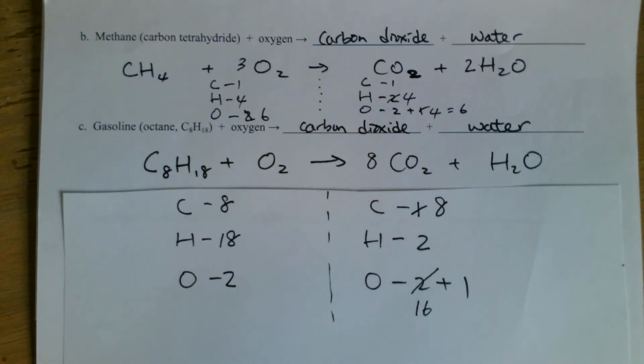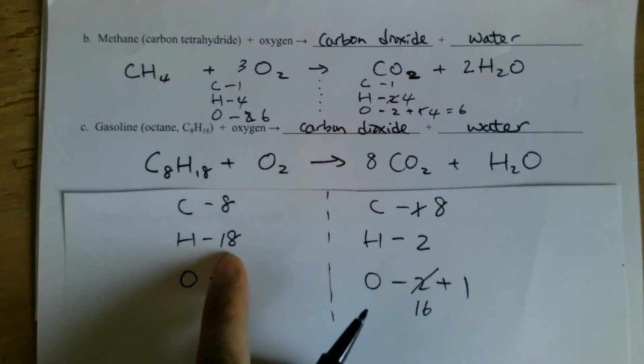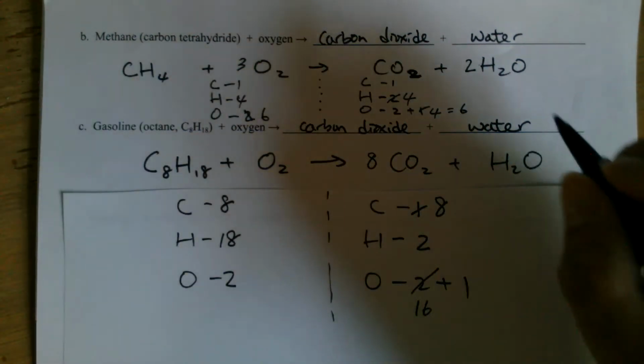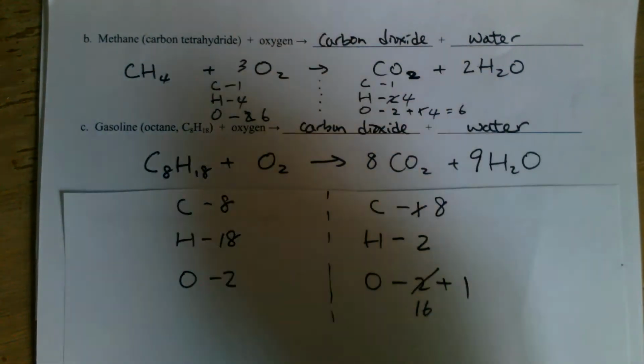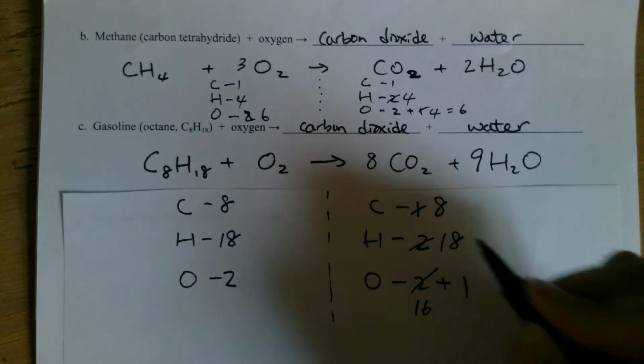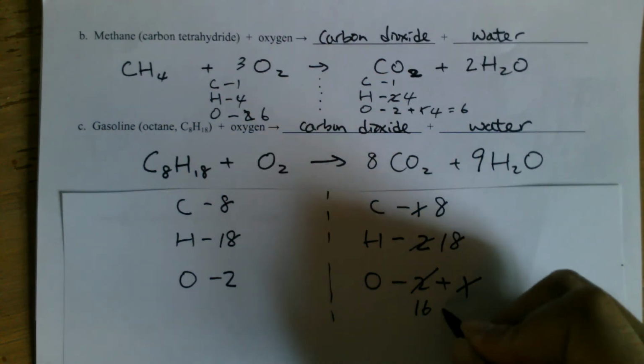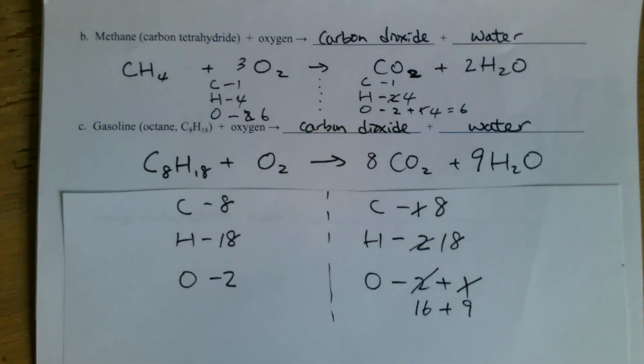Next thing we want to do is balance our number of hydrogen. So for hydrogen, on the right side, we have 2. We need to get to 18. So we're going to multiply our water by 9. That will give us 18 hydrogens and 16 plus 9 oxygen.